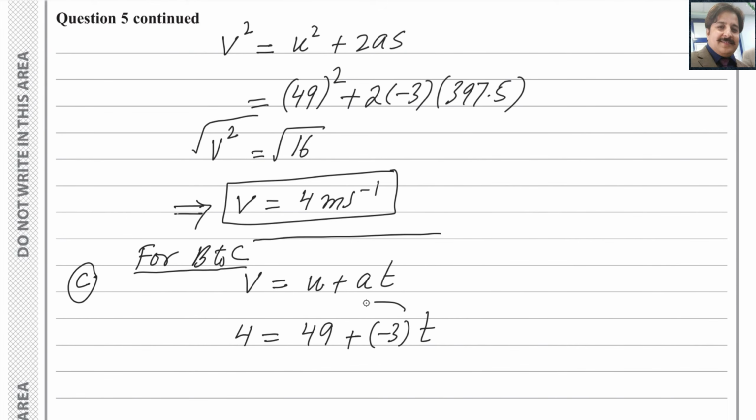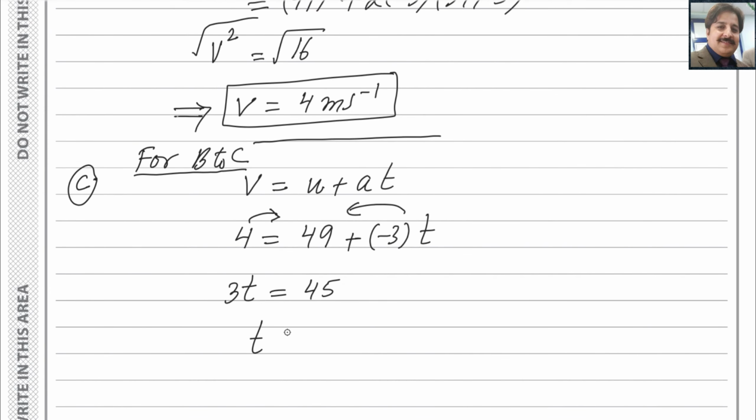So you can move this value to the left side and bring this one to the right side. So -3t becomes +3t, and this equals 45. 49 minus 4 is 45. Dividing this, you get the answer as 15 seconds. So the time taken is 15 seconds here.